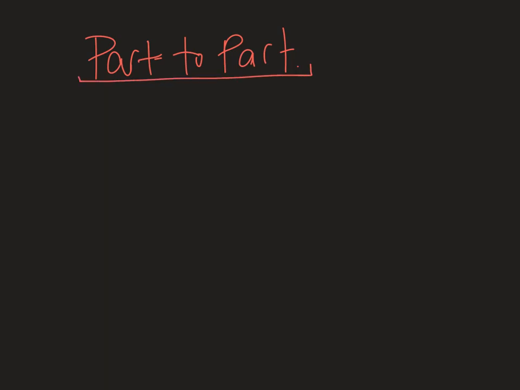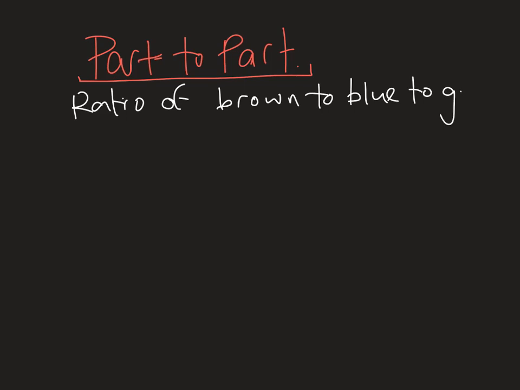You have part to part. Okay, so a part-to-part ratio means that you're comparing items within a total. So we can look at, for example, the ratio of brown to blue to green eye color.